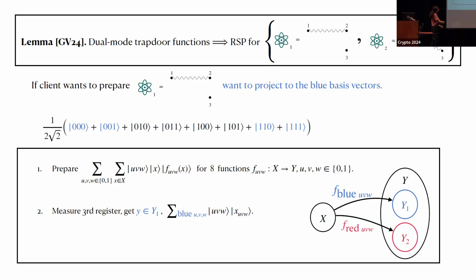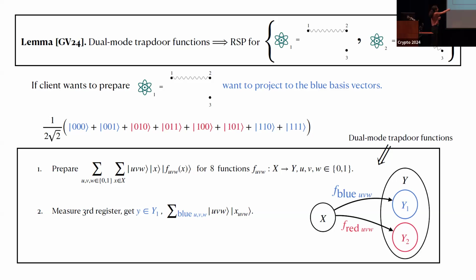And for this, we want to design these 8 functions in a manner that the blue UVWs map to the same range y1, and the red UVWs map to a disjoint image y2. And so ideally, if we measured the third register, we'd want to get a uniform superposition over the blue strings. But it turns out it's okay if we ended up in the complement, if we measured a y2 output, because the red state is sort of like a single correction away from the blue state. And now we're basically done.